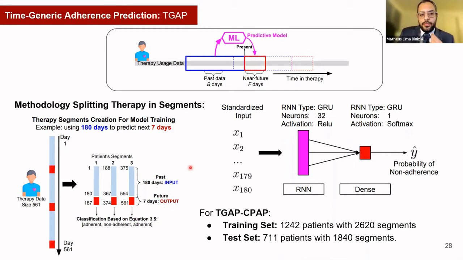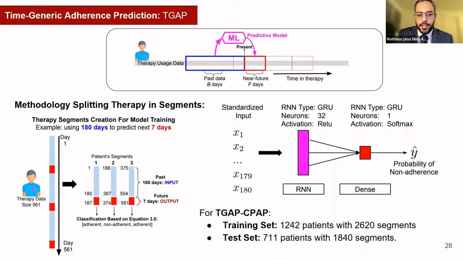So our approach uses the blue parts as input to a machine learning model, and in this case, what we are talking about is a deep learning neural network. So in this example here, we are using 180 days to predict the next 7 days. So we give as input 180 values to the model, and after trained, it will be able to pass this information through a recurrent neural network layer. And in the end of this deep learning model, we are going to have the probability of non-adherence of these patients.